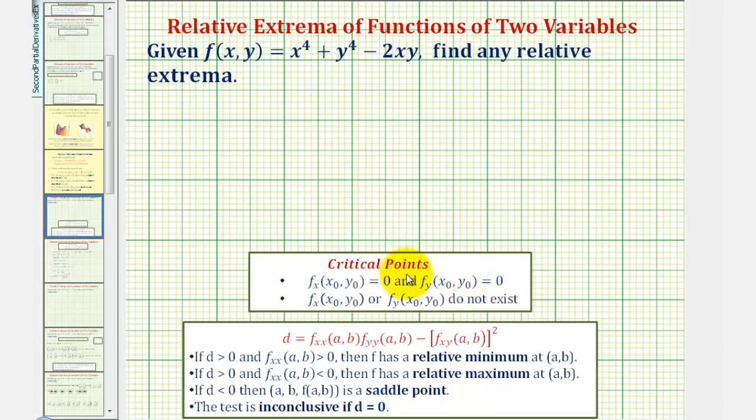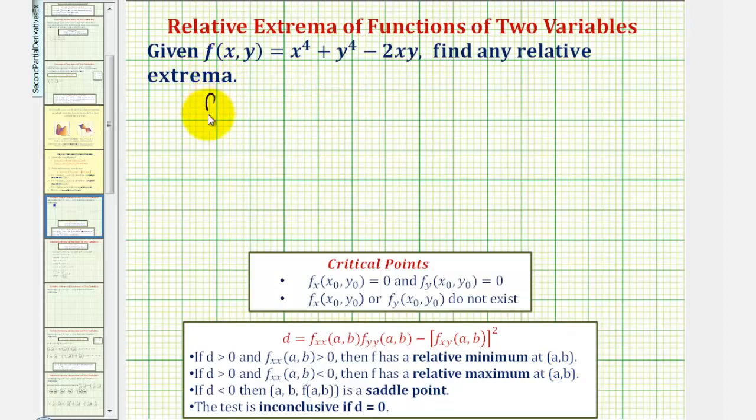Once we find the critical points, we'll use the second order partial derivatives to determine the value of D using this formula here. Then based upon the sign of D and the sign of the second partial with respect to x, we can determine whether we have a relative min, relative max, or saddle point at the critical point. So let's begin by determining the first and second order partial derivatives.